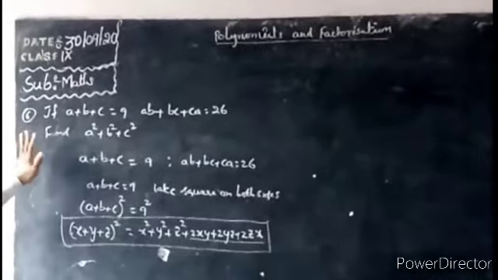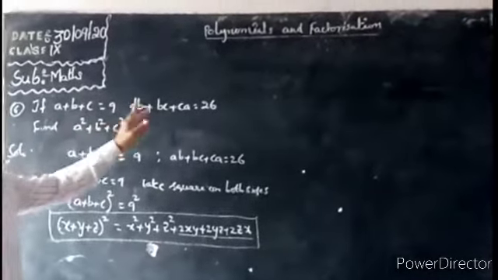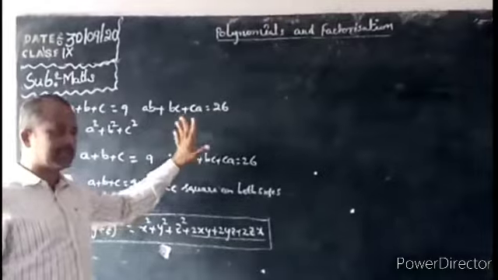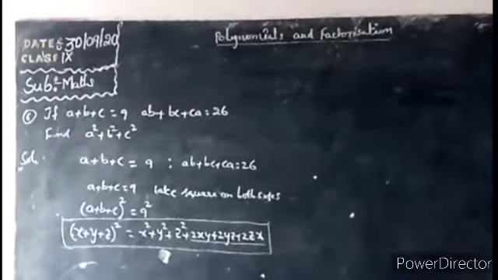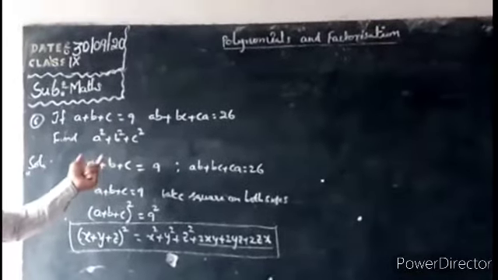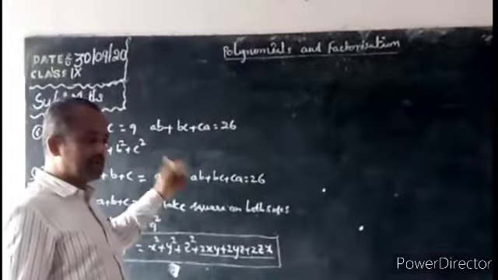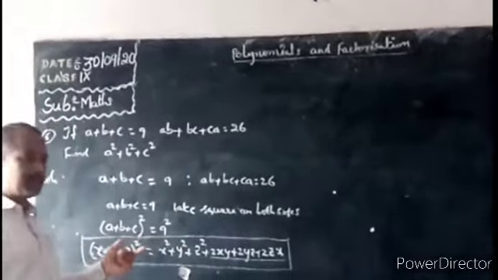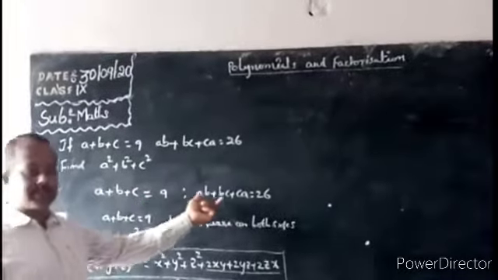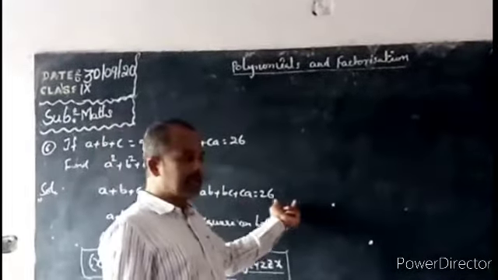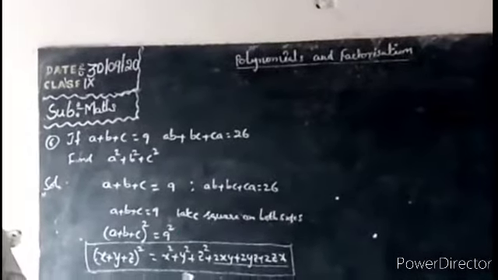In the sixth question, what is given? If a plus b plus c is equal to 9 and ab plus bc plus ca is equal to 26 is given. What is asked? Find a square plus b square plus c square. How to find? Just remind the algebraic identities we learned in the previous classes. Here a plus b plus c is given as 9, ab plus bc plus ca is given as 26, but he asked a square plus b square plus c square.